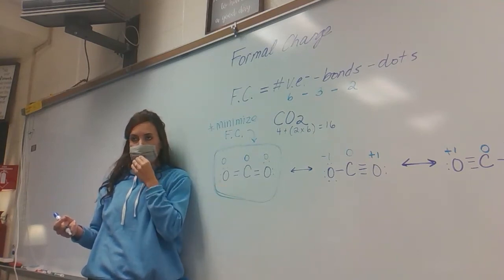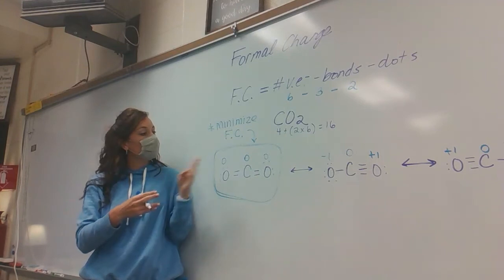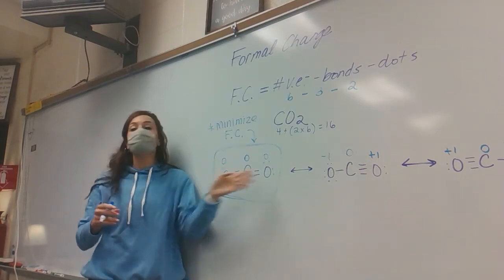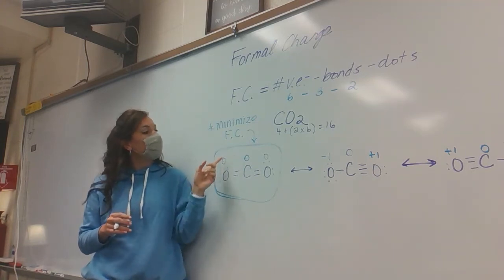So if you ask for resonance structures, would you put all three or only the one with the zero formal charge? If I asked for resonance structures, you would put only the one with zero formal charge. If they're all zero, you draw all of them. No, each atom. Oh, okay.